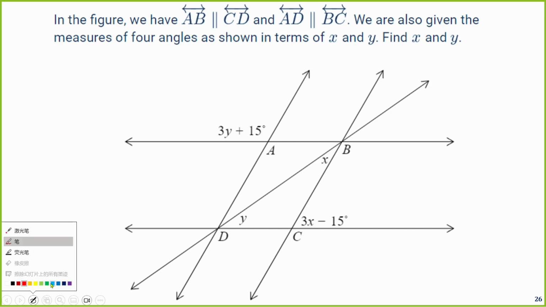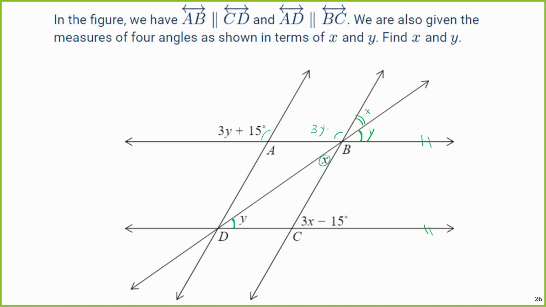Okay, let's have a look at the solution together. Usually if you have two unknown variables, we need at least two equations to solve them, right? So these equations come from this diagram. First of all, because these two lines are parallel, this angle here is y, because these two angles are corresponding angles. Then this angle here is x because it is a vertical angle with x. And this angle here equals this angle. So here we have 3y plus 15 degrees, right? So we have a first equation: 3y plus 15 degrees plus x plus another y should equal a straight angle, 180 degrees. The other equation comes from here.